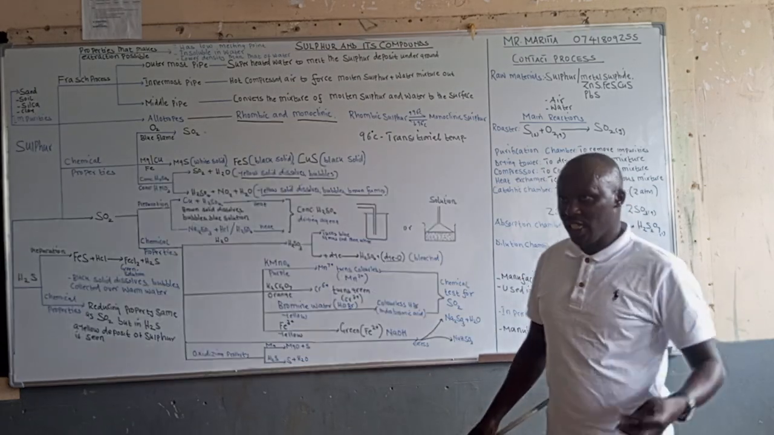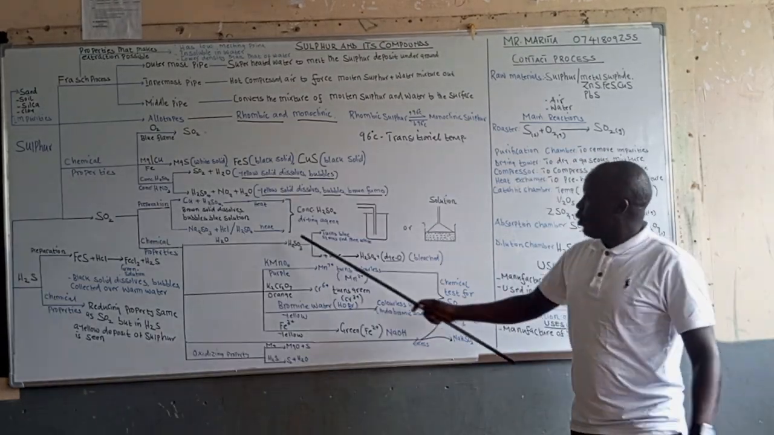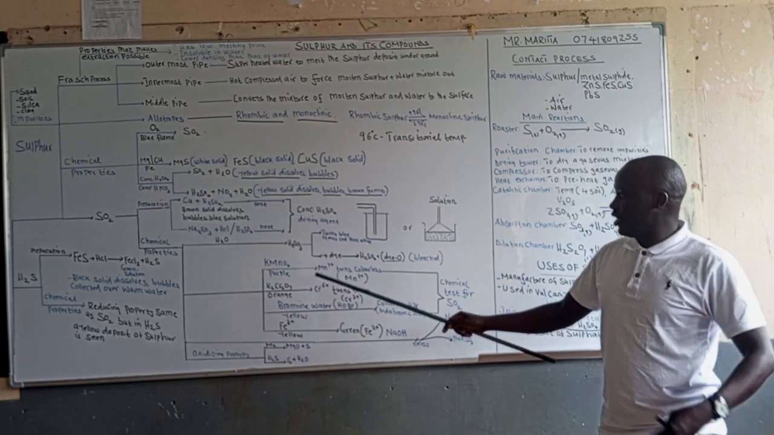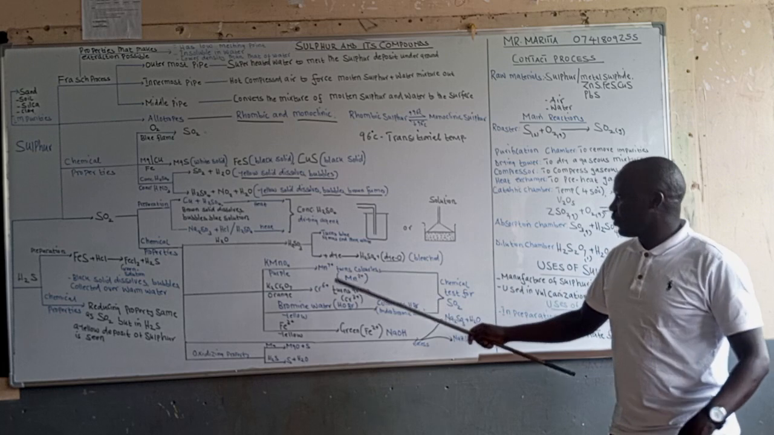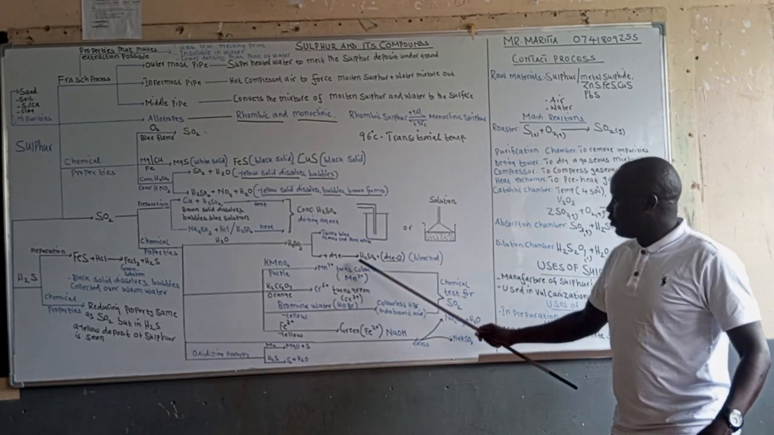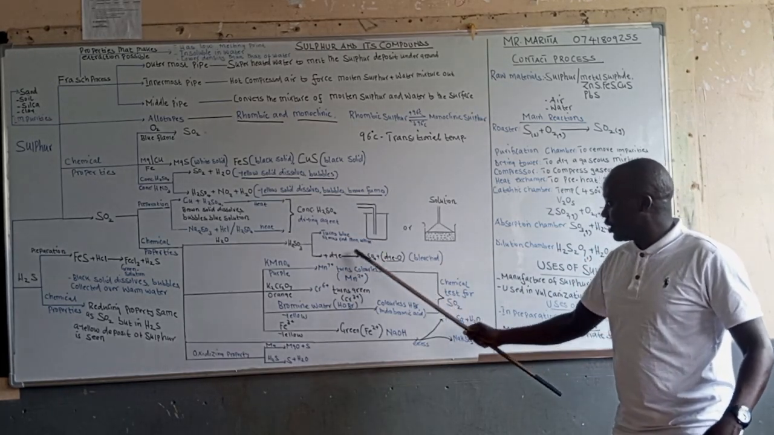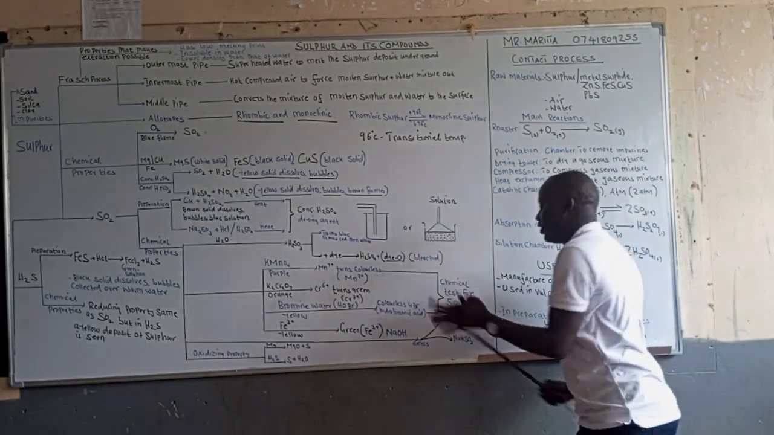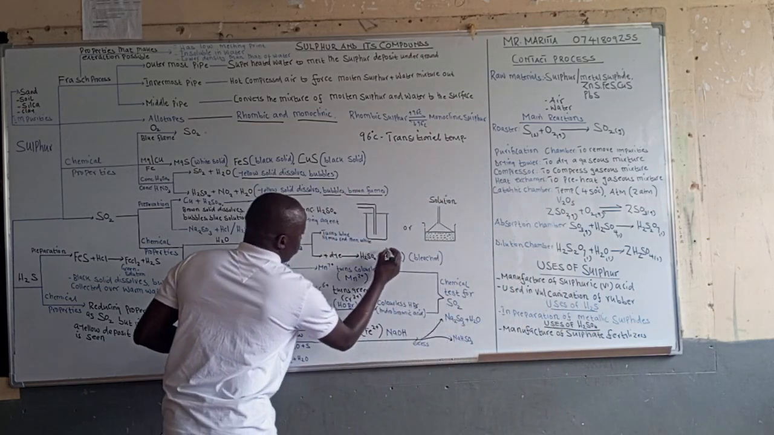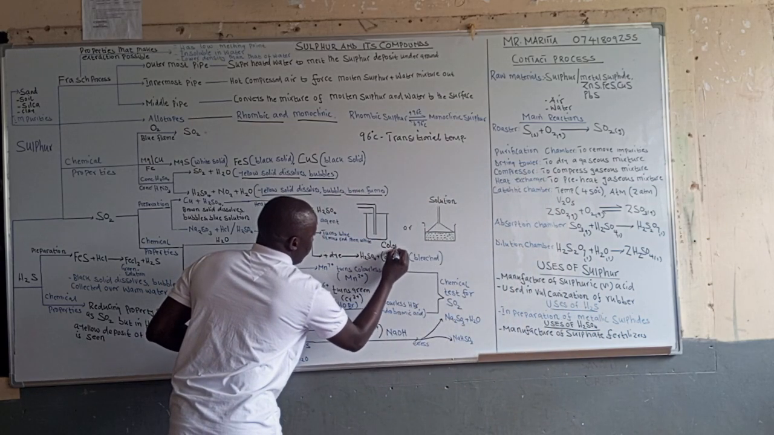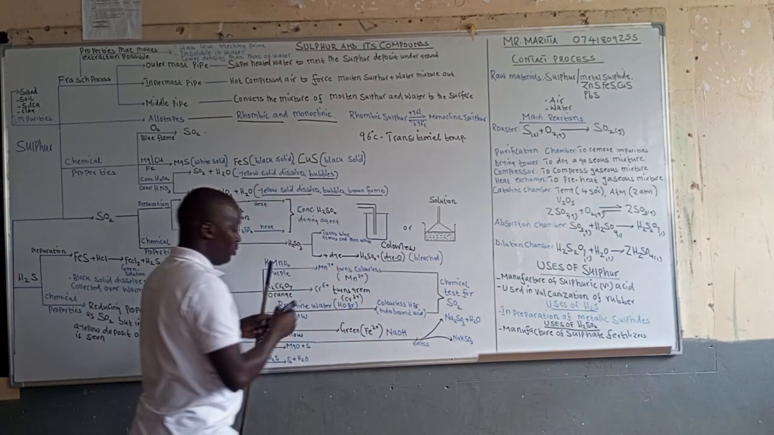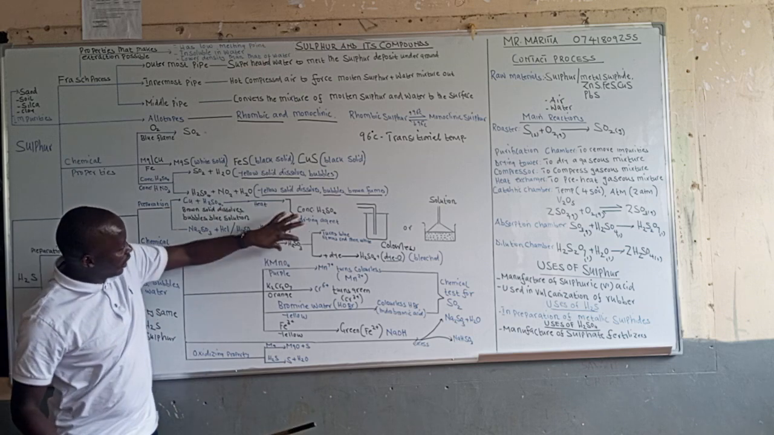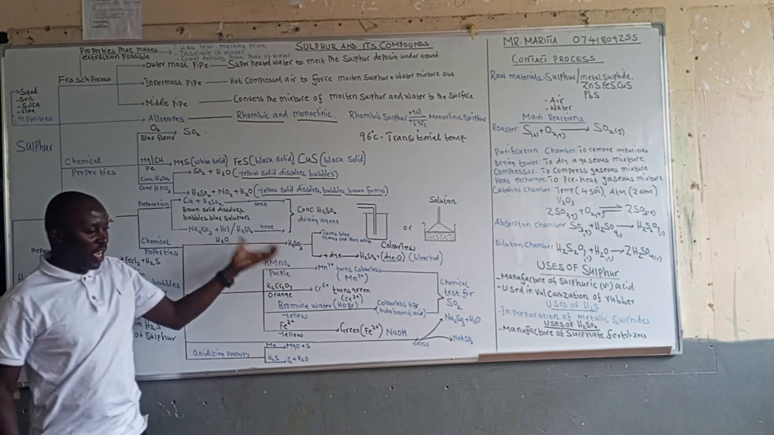This sulfurous acid is the one which can be used in the bleaching action of sulfur oxide, whereby when this sulfurous acid reacts with oxygen, it combines with the dye. It forms sulfuric acid plus the dye, and this dye forms a colorless compound. The colorless compound is bleached. So this is how you can explain the bleaching action of sulfur oxide.